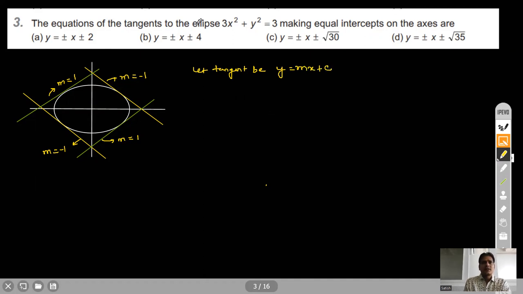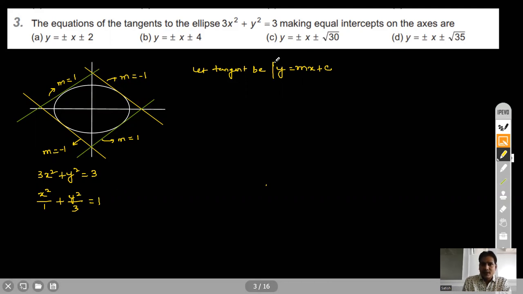Okay, and what is the ellipse given here? It is 3x² + y² = 3. Now divide by 3 on both sides. I will get x²/1 + y²/3 = 1, right? x²/1 + y²/3 = 1.